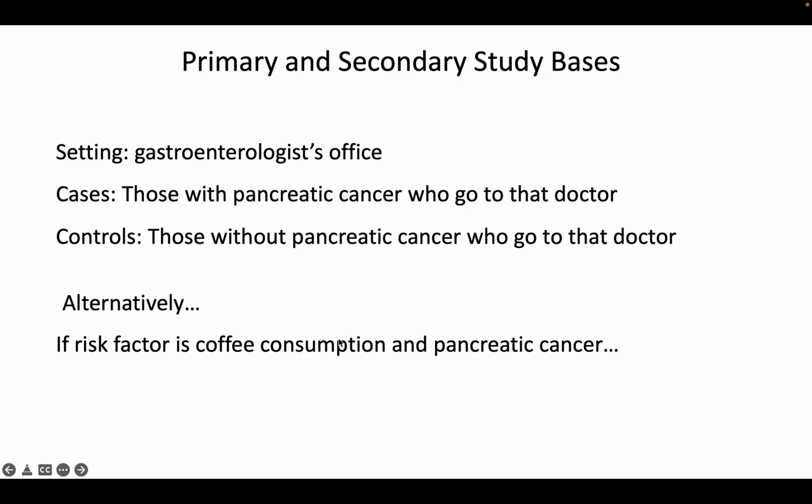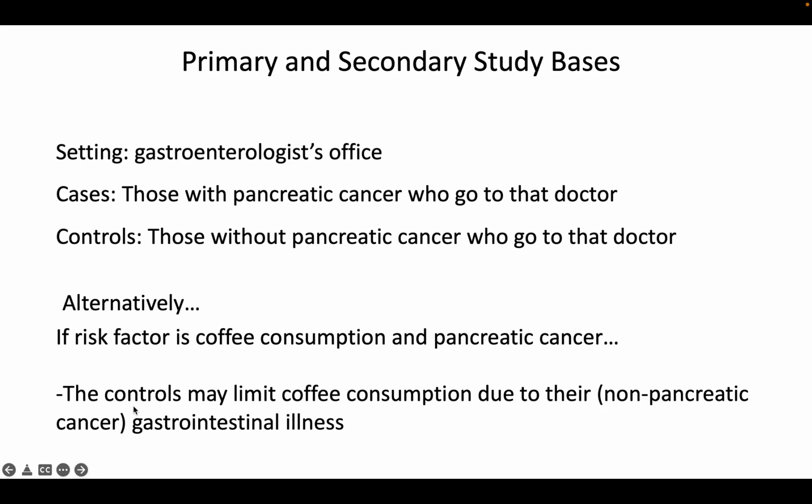Another way that could have gone down is if a risk factor is coffee consumption and pancreatic cancer. Those who have these other disorders like IBS might limit their caffeine intake. They might limit their coffee intake because their doctor told them to, and in that sense, their coffee consumption might be lower than you would expect, and that might bias away from the null and make it look like coffee's really causing pancreatic cancer because the controls don't drink coffee. That was a bit of an aside, but basically what I'm getting into is the complications of secondary study bases.